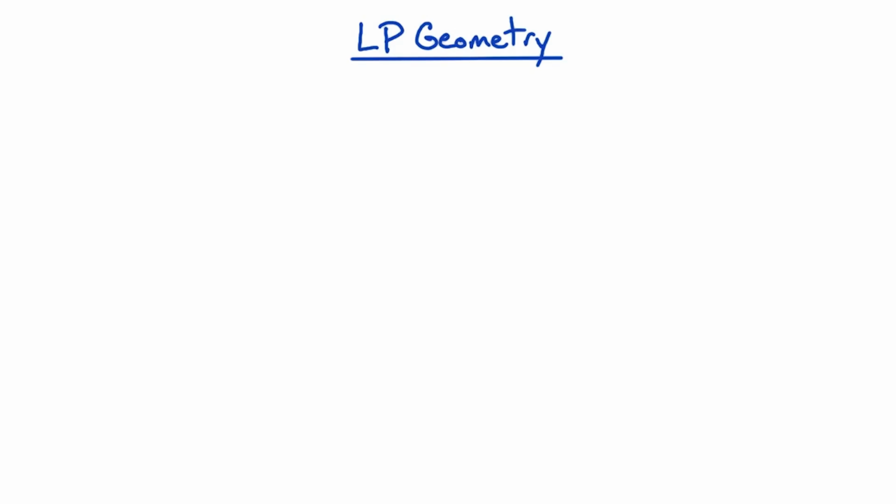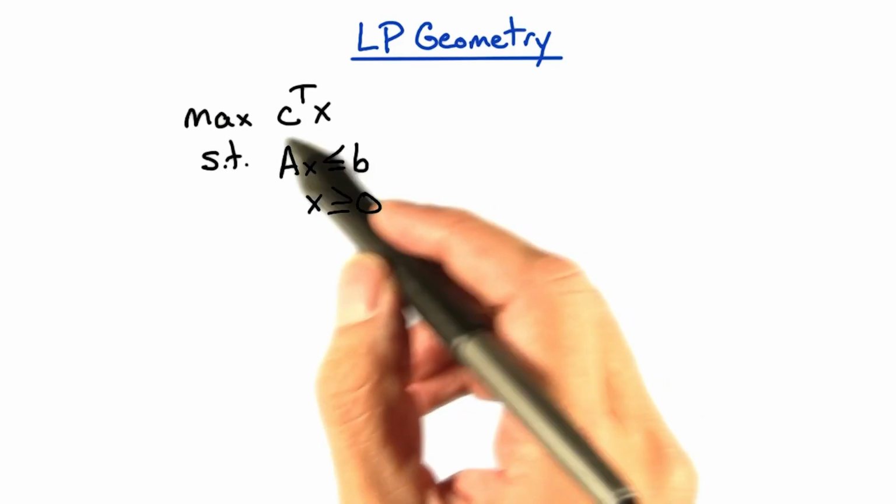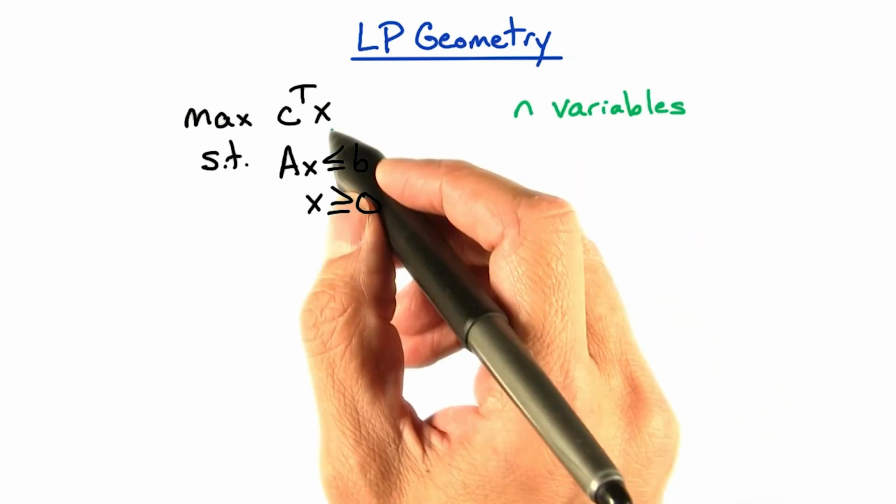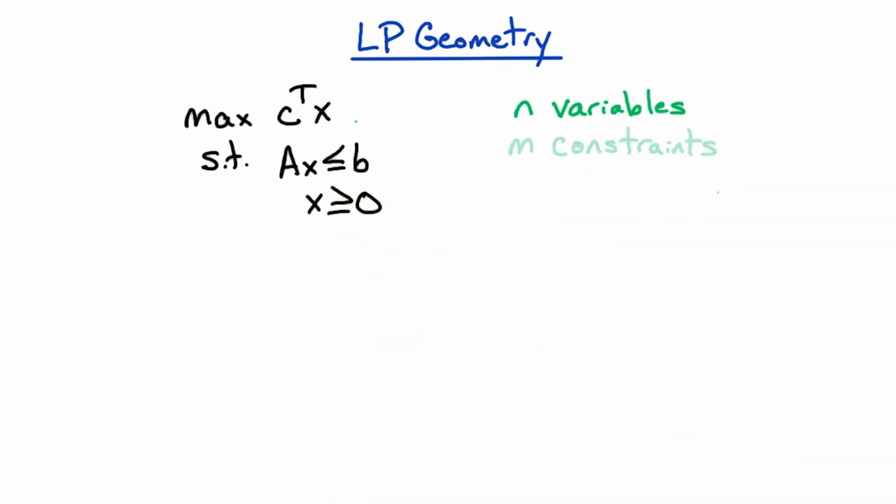Let's discuss the geometry of linear programs. Consider a linear program in standard form. Let's say that there are n variables, so x is a column vector of size n. And let m denote the number of constraints.